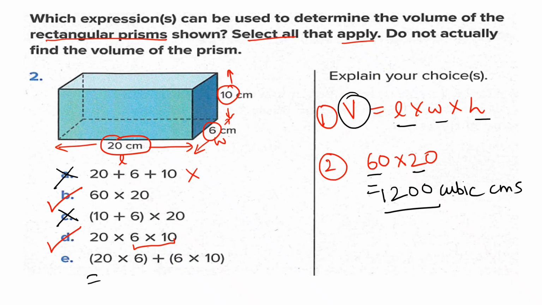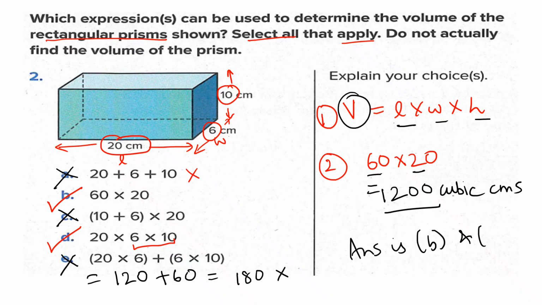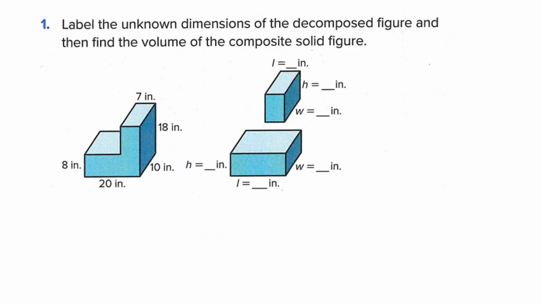Now see this one, E. What is the answer? 20 multiplied by 6, 120. 10 multiplied by 6, 60. So this is 180. Not right. So only two correct answers. The answer is B and D. Okay, two answers are correct.